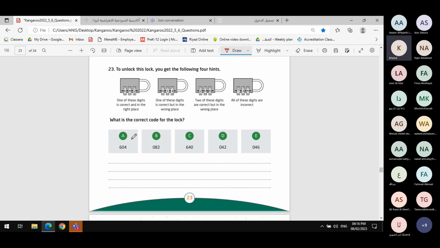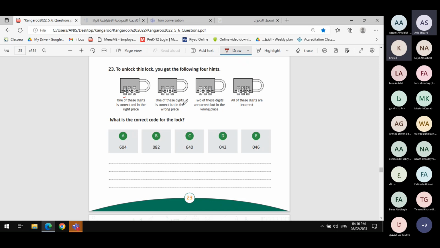One of these digits is correct and in the right place. So which digit? I'm pretty sure it's 6. Okay, so if A is our choice, 6 is in the right place and of course is the correct digit. Now let's move on.